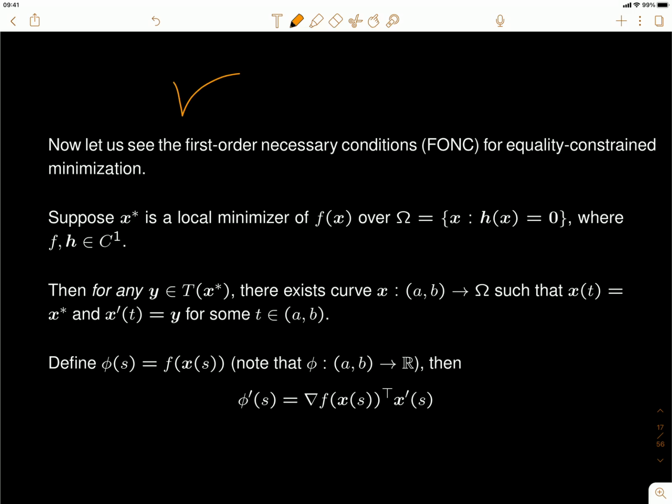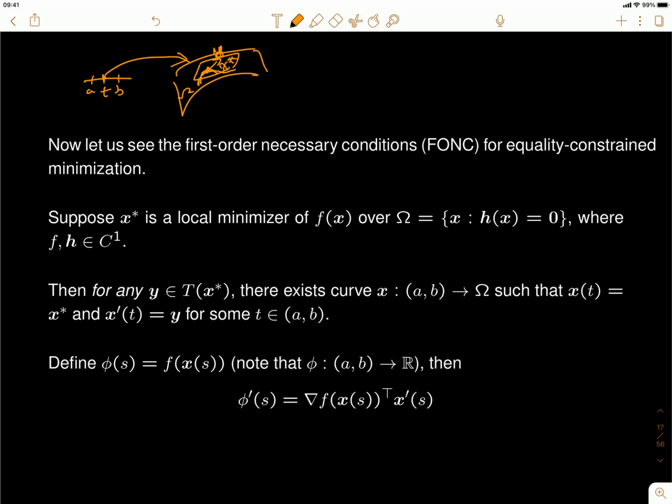Okay, so it's just like this is the omega, and there's a point x star, and there is a y in the tangent space which is like this. So as long as you know this, we know there exists a curve that is living on this omega, from (a, b) to there. It means that at some middle point t, this x of t is taking value x star, and derivative of x at t is equal to y. Right? So that's the theorem we had before.